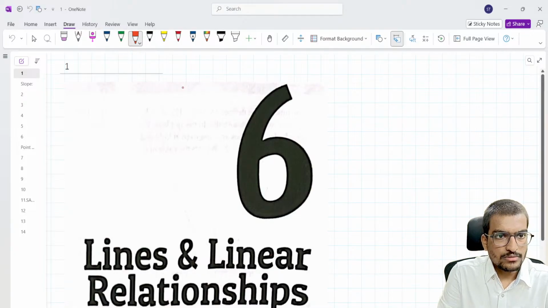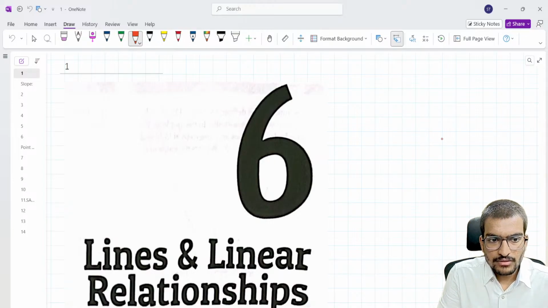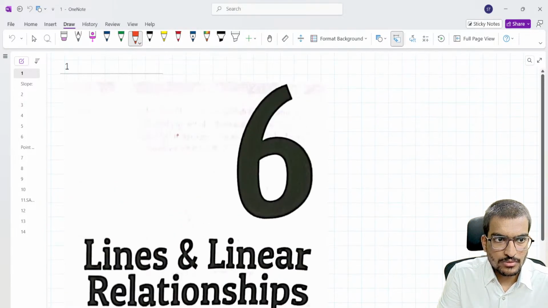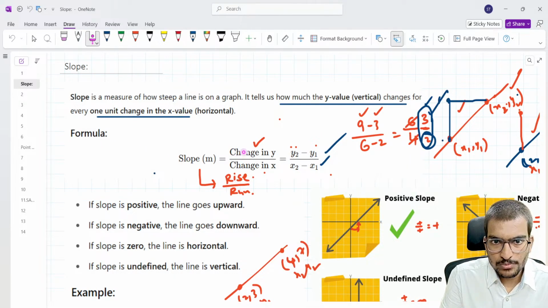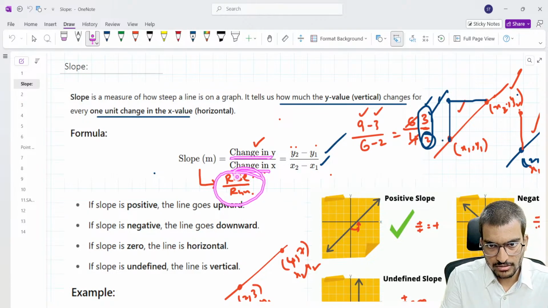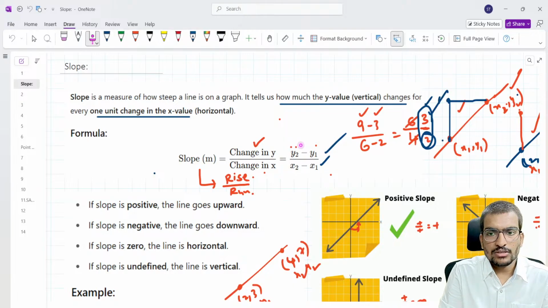Okay, I'm just getting started. Let's revise what we did in lines and linear relationships. The basics, I'll just give you a rough glance. You already learned about slope. Slope is nothing but change in y by change in x, or rise by run. This is all about slope. And we use y2 minus y1 by x2 minus x1.